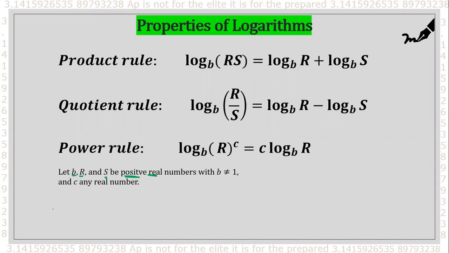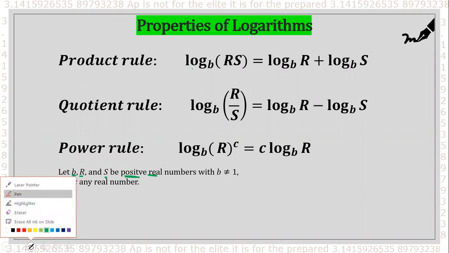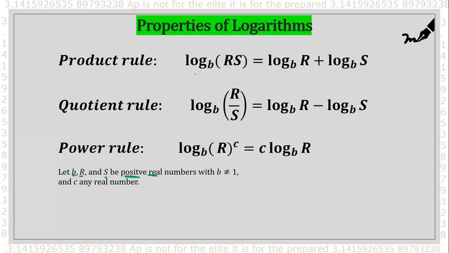Alrighty, the first one that I'm going to talk about, I'll do it in green, is the product rule, meaning whenever you have two terms multiplied inside a logarithm, you can make that one logarithm into two by doing addition of the logs. Two things to notice here. This log will become two logs if and only if they have the same base. So if you want to add two logs with the same base, it's the same thing as multiplying whatever is inside.